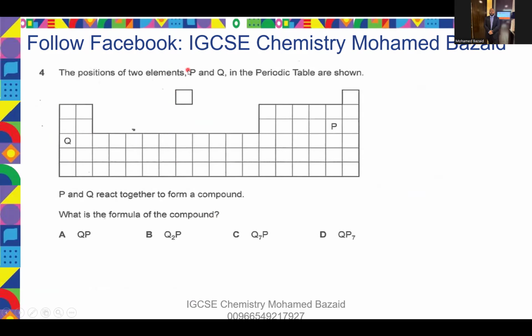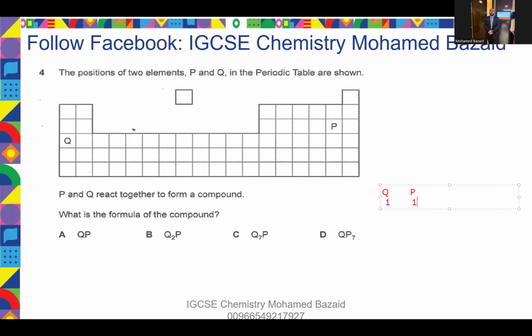Question number 4 asks about P and Q. P is in group 7 of the periodic table and Q is in group 1. P and Q react together to form a compound. What is the formula of this compound? To write the formula, I will write Q here and P here. Q is in group 1, so I will write 1. P is in group 7, so I will write 1 as well.